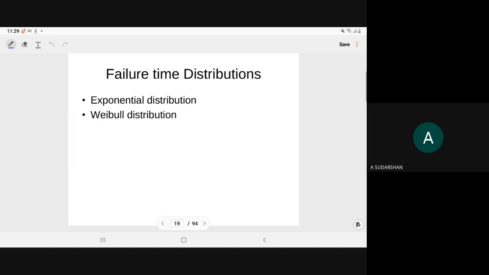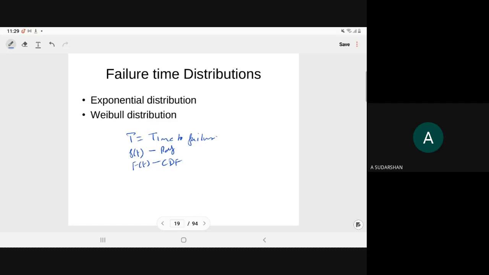Now, we are talking regularly that T is the time to failure. Time to failure is characterized by the f(t) and F(t), where f(t) is the PDF and F(t) is the CDF. So time to failure is characterized by the PDF and CDF.